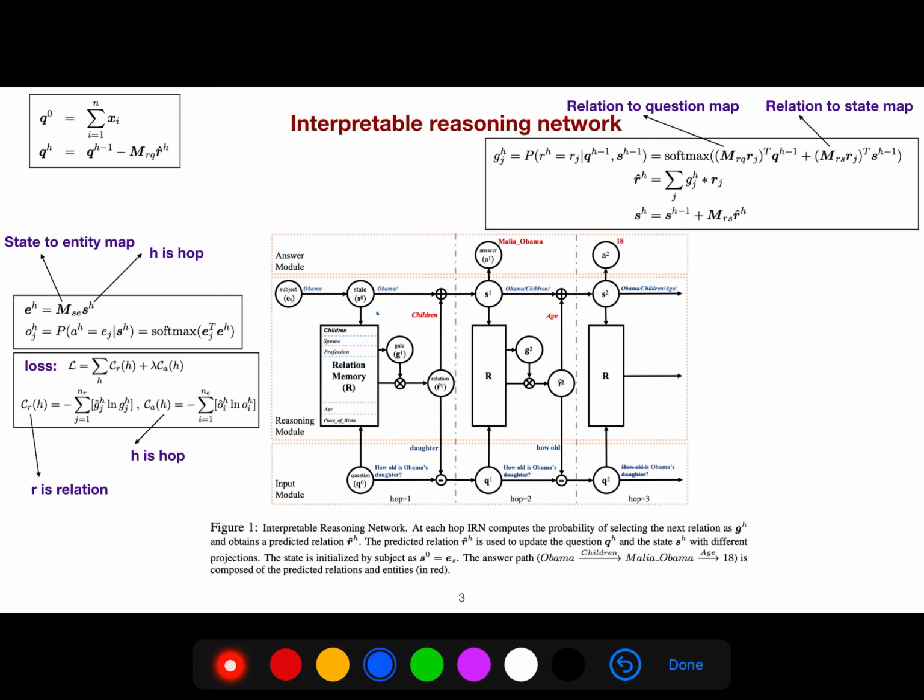They have a state. So they have question at each step. They pay attention to different words in a question. For example, daughter here and how old here. So at each step, at each hop, we pay attention to different parts of the question. And it also encodes the states. So these are the states. And these are the answer.